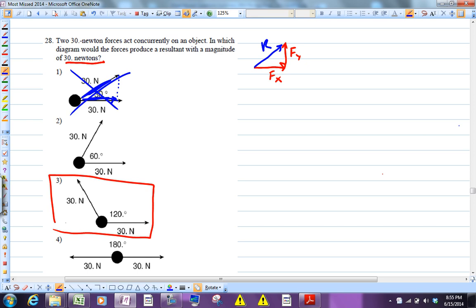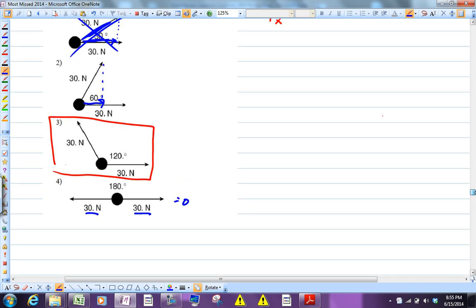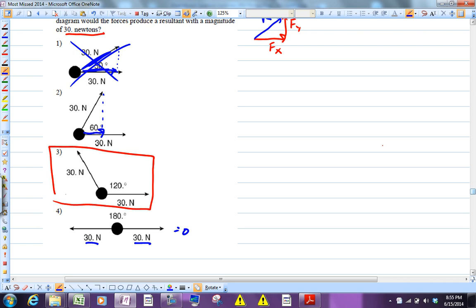In question 2, that x component is smaller, so it won't be as much bigger than 30, but it's still going to be bigger than 30. In question 4, 30 newtons to the right, 30 newtons to the left, that is going to be 0. So the only possible answer is question 3.